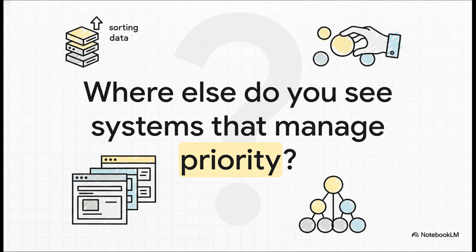And that really is the power of heaps. It's such an elegant solution to a fundamental problem. How do you efficiently manage priority? From your computer's operating system to the back end of a social media feed, it's all about keeping the most important thing at your fingertips. Which brings us right back to our first question. But now it's for you to answer.